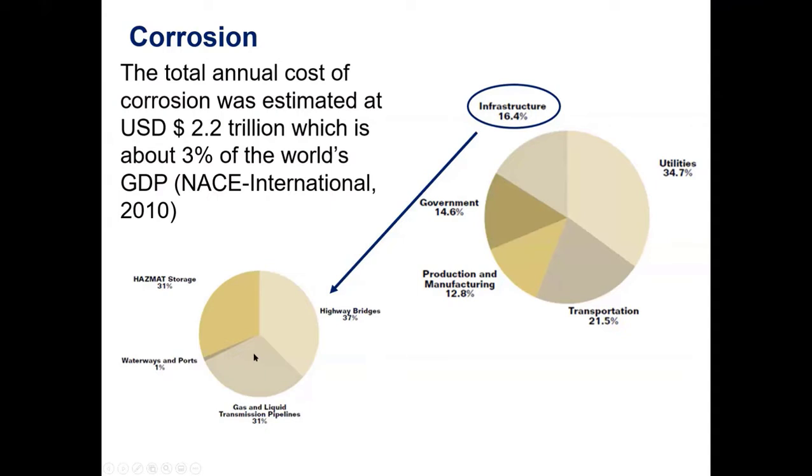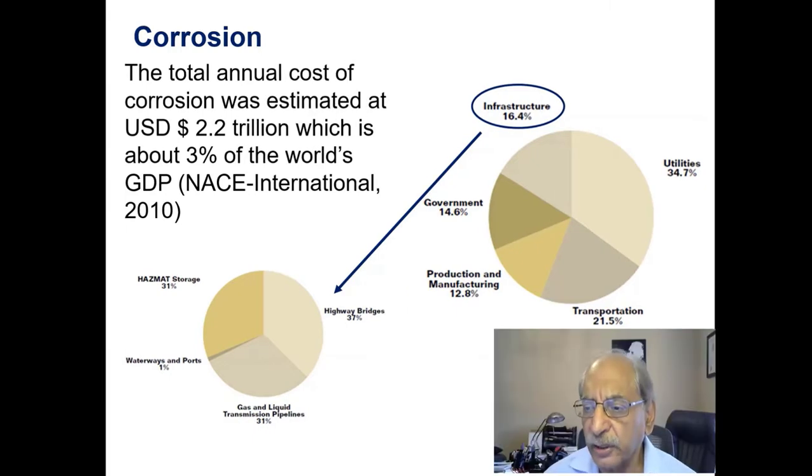Now, the world economy, when I pulled this data together, was about $70 to $75 trillion. The corrosion damage caused in various fields throughout the world is about 3% of that GDP, which came out to be $2.2 trillion in 2010. Currently, the GDP has gone to about 80 to 90 trillion dollars. So you could imagine that the loss has gone up to about 2.5 to 3 trillion dollars. And some of it is related to what you and I do, mostly engineering.